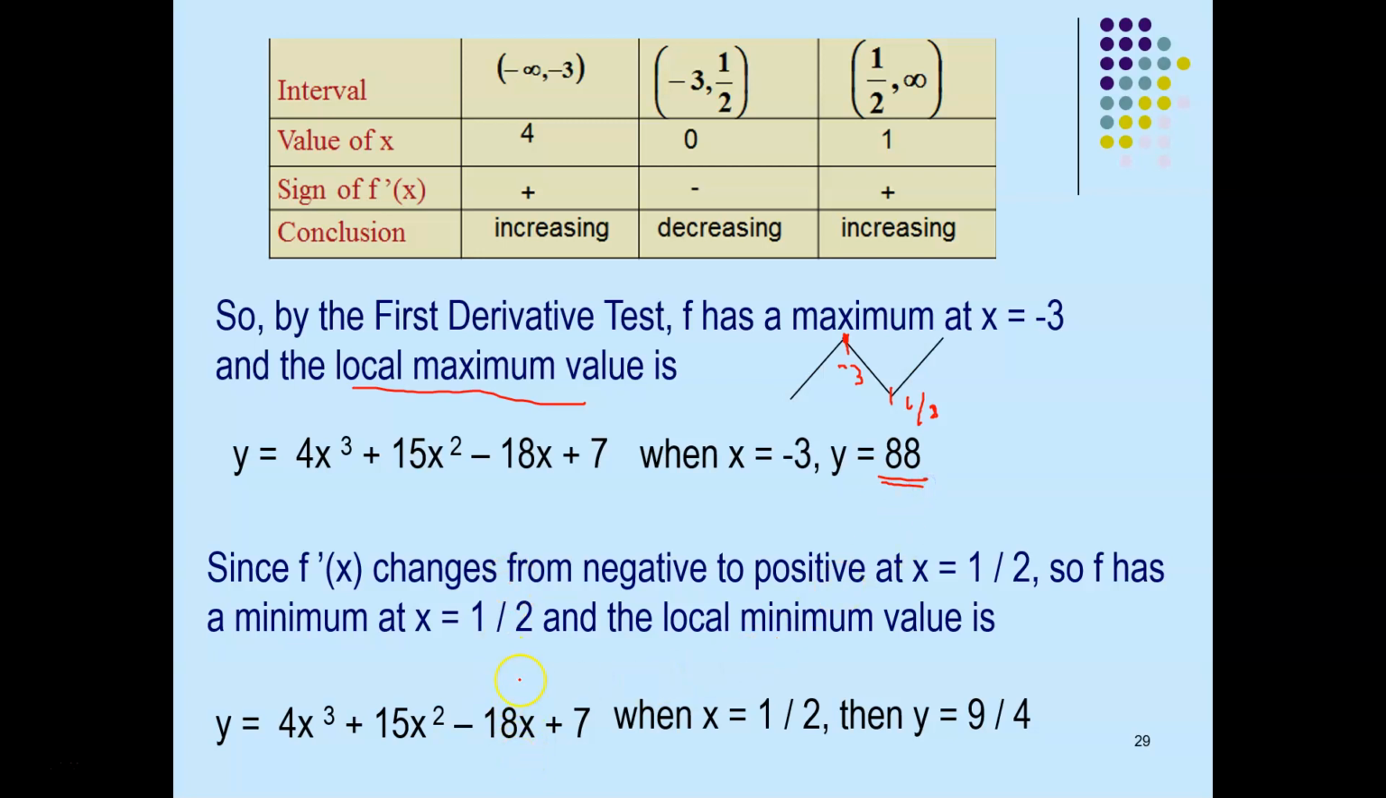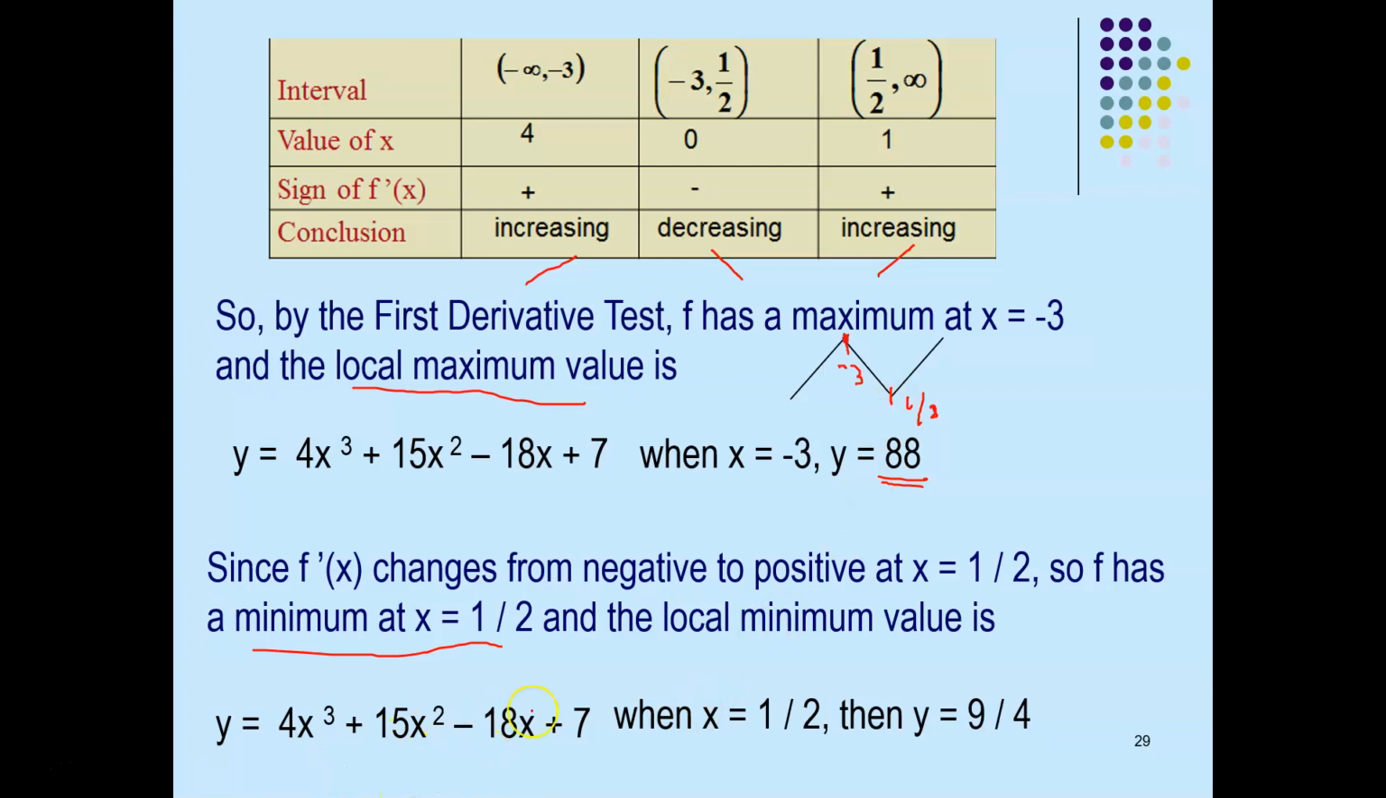Okay, since f prime x changes from negative to positive at x equal to half, dia cakap dia berubah daripada negatif dia pergi positif dekat x equal to half, so f has a minimum at x equal to half. Dia minimum dekat sini. Kalau you tengok daripada graf ini pun you dah boleh start sketching. So ni increase, ni decrease, ni increase. Bila you sambung dia jadi macam ni. Okay. So you tahulah di mana yang maximum tu dekat 3 sini. Mana yang minimum tu dekat half sini.